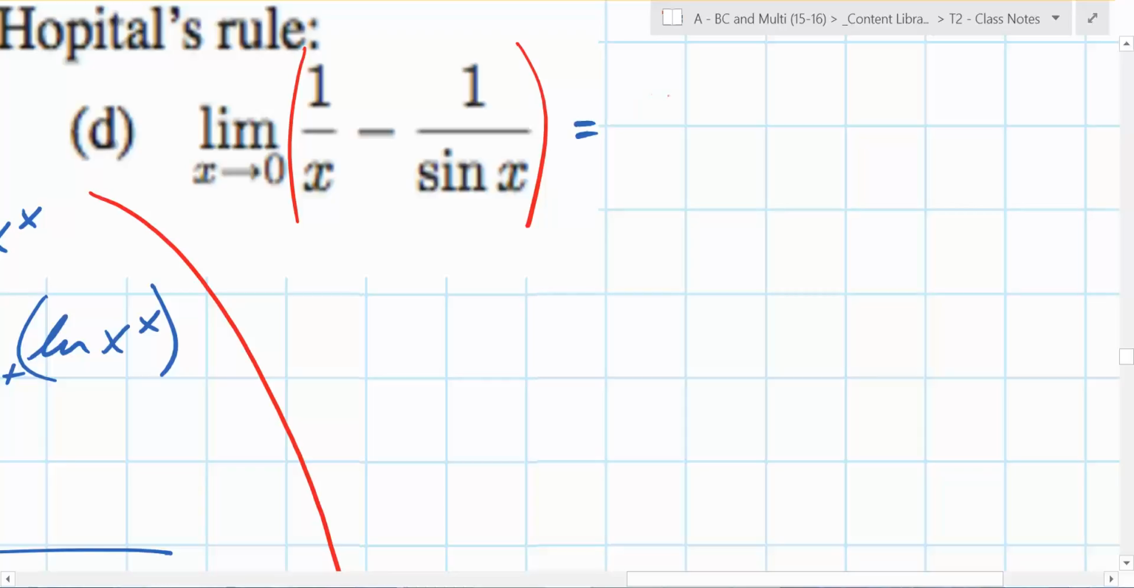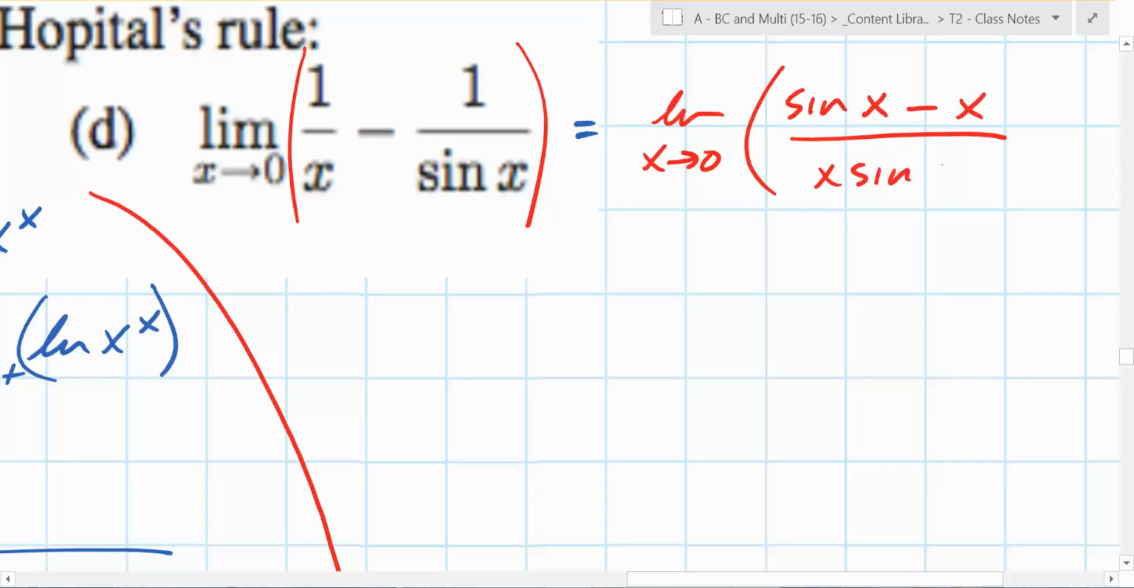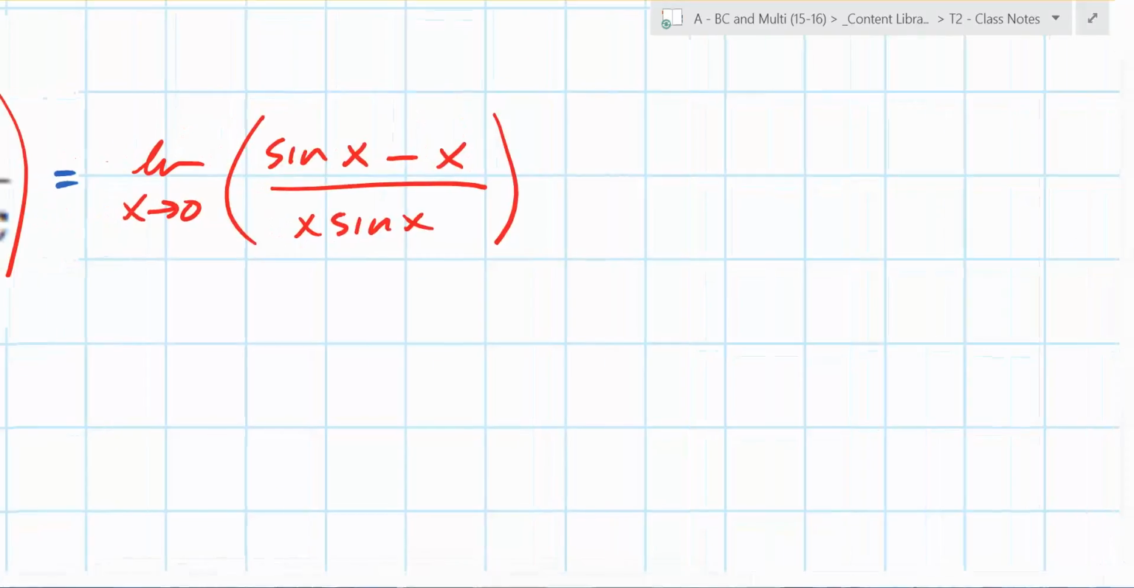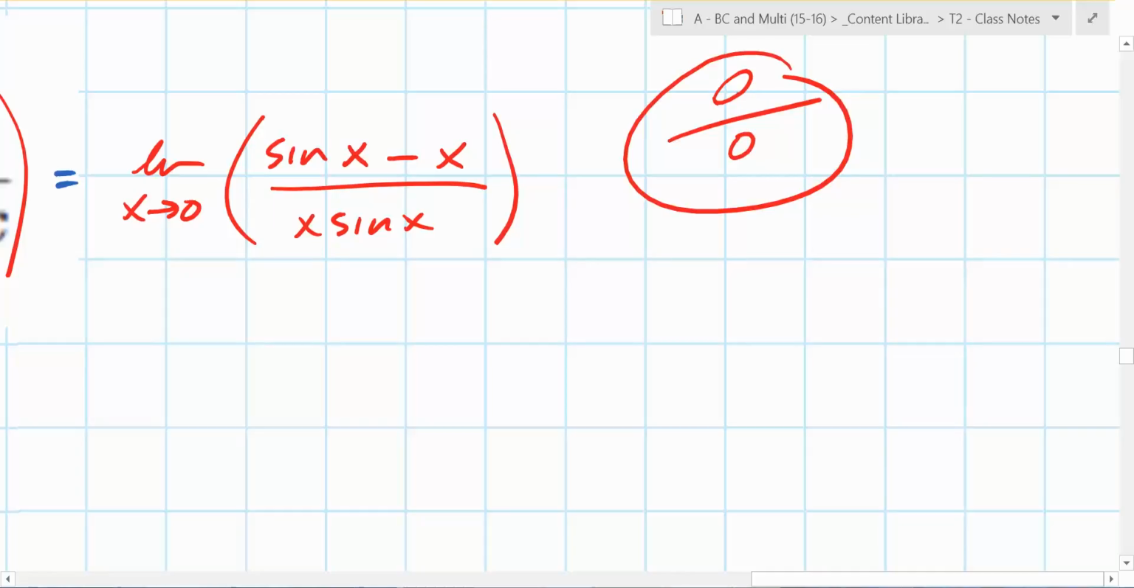So what is this going to be? It ends up with the limit as x goes to 0 of what? Sine x minus x over x sine x. In what form is that? Let's see. Sine of 0 is 0. So the top is definitely 0. And 0 times sine of 0 is 0. So is this indeterminate now? Yeah. So now can you do this thing?